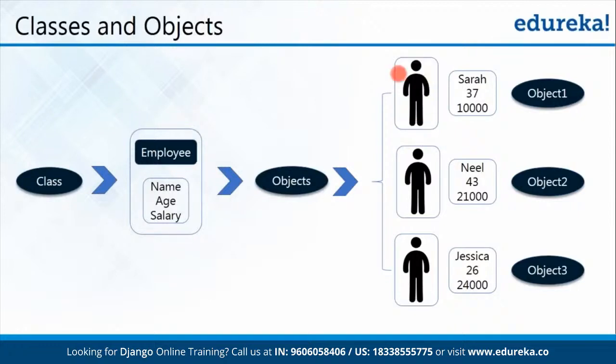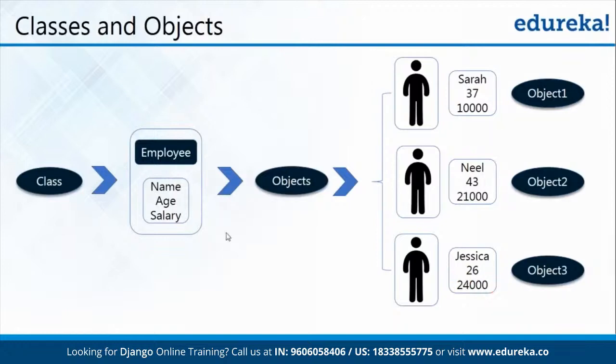For example, this is the first object that contains variables such as Sarah, the name, 37 is her age, and this is her salary. Similarly, we have the second object or the second instance where the name is Neil. When we talk about his age, it is 43, and this is his salary. And similarly, we have one more object, Jessica, age is 26, and this is her salary.